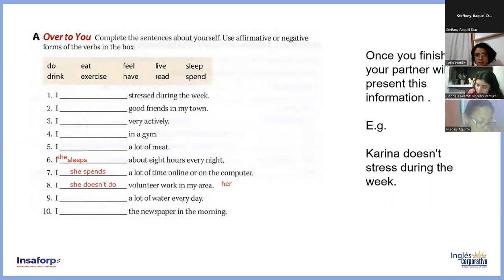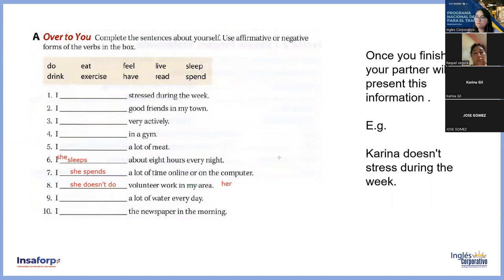Okay, maybe please continue with your sentences. Desde la 1. From number one to five. Guadalupe doesn't feel stressed during the weekend. She has good friends in my town. In her, como estamos hablando de su ciudad, ¿verdad? Ah, okay. Sería in her town. Okay, continue. Y de ahí sería, she has lived very actively. Y la 4, she has light exercise in IG. Okay, vamos a cambiar las number 3 and 4, right?